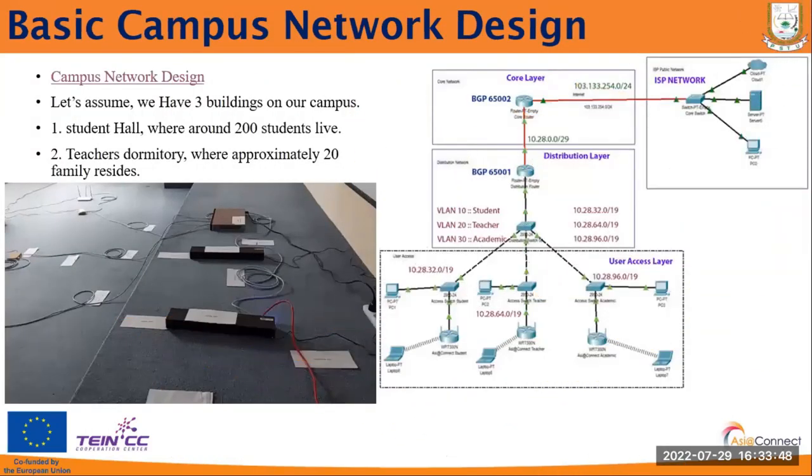Now in this slide, we will see some basic campus network design. Here you can see a physical design. Here we can see a physical diagram that contains some real devices. This is a router, this is a router, this is a switch, this is an unmanaged switch, this is a router. This is a diagram. We'll see the physical connection through a video. Here is the video link. And the implementation will be discussed with you the second day, that means tomorrow.